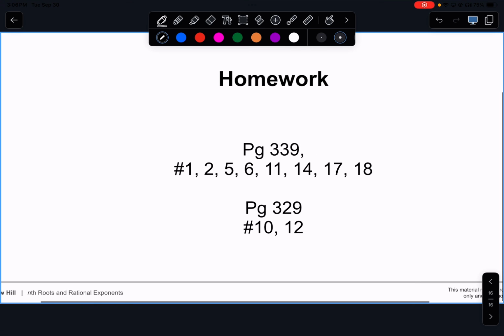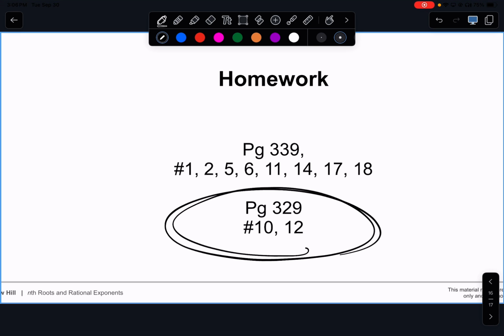This is your assignment. It's already on Google Classroom. Heads up, this 329 stuff, that's what we did yesterday, where it's going to give you a function, y equals the square root of x minus 3. Okay, so just heads up on that.